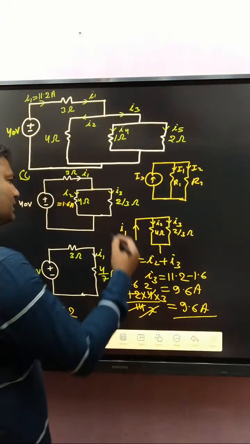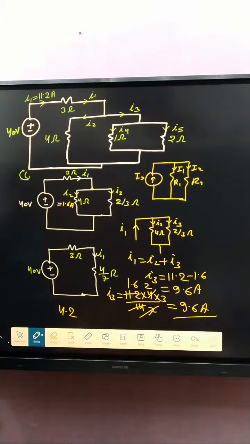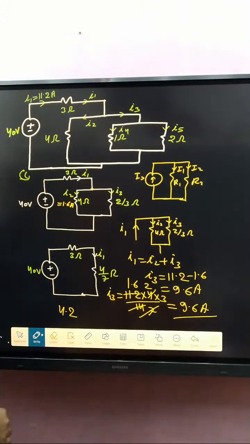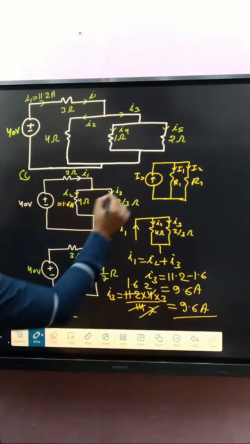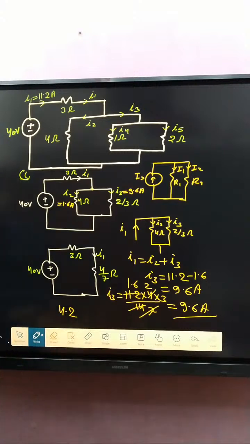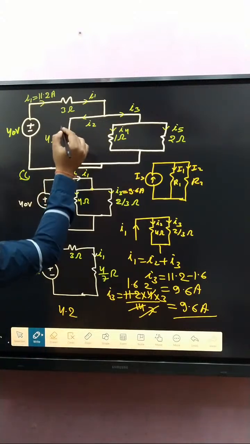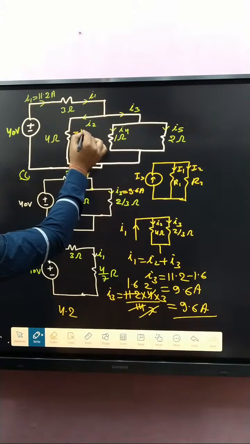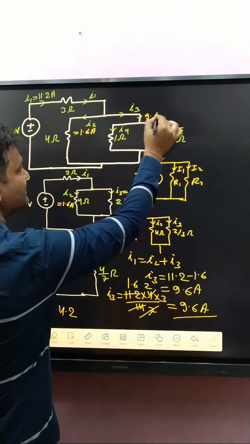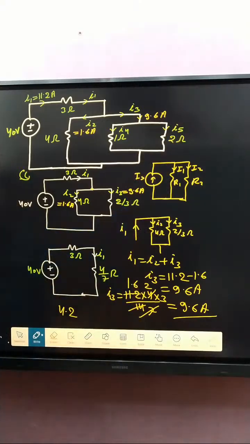It means you can determine it with the help of KCL or with the help of the current division rule, that is 9.6 ampere. Now here I2 is how much? 1.6 ampere, and here it is 9.6 ampere. Clear?